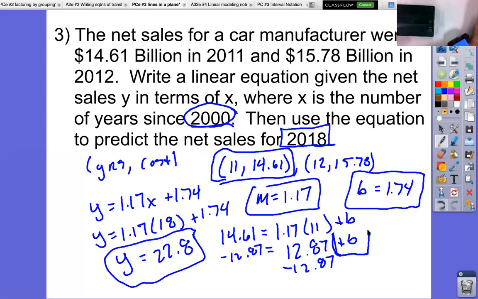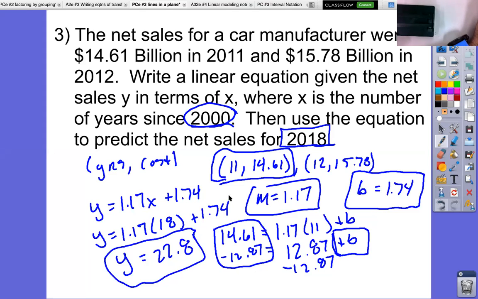Because I need to solve for B, so get B all by itself. So I should have dropped down that 14.61, but I just kept it here. So once I know what this is, I plug it back in. I need to solve for B, so subtract 12.87, and that's how I got that number. So 14.61 minus 12.87 is how I got 1.74. Okay, I got you. Okay.